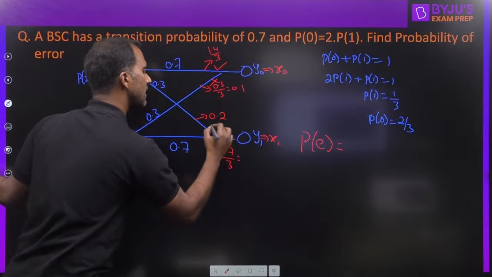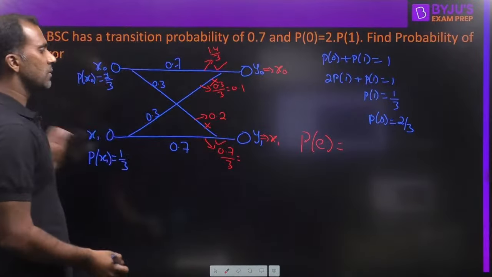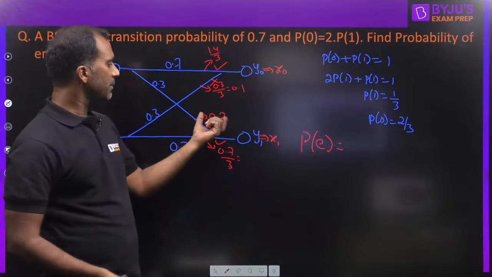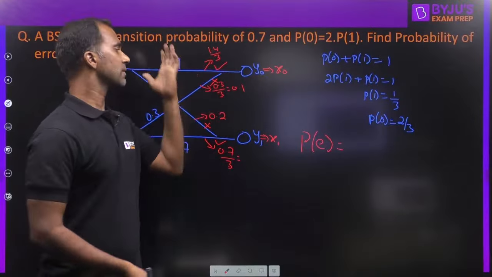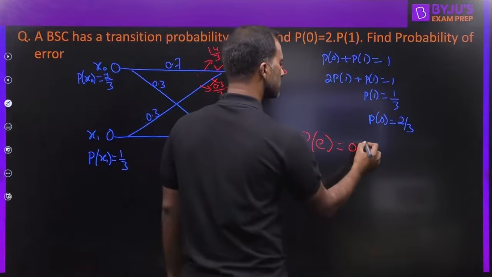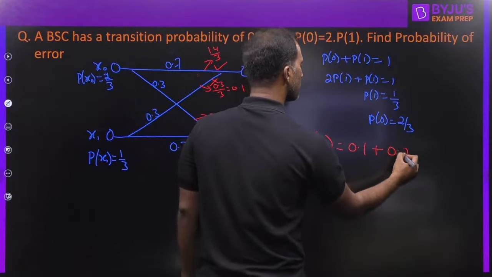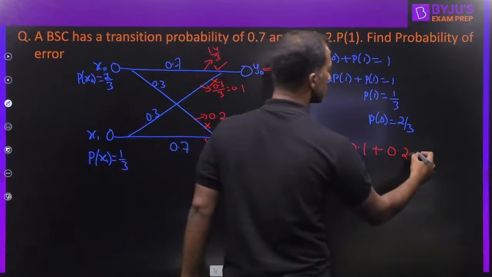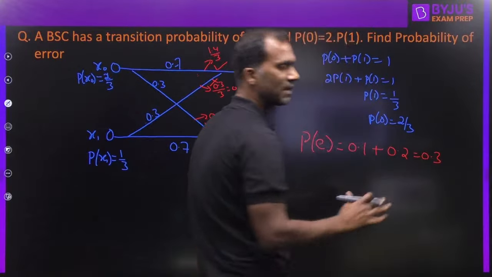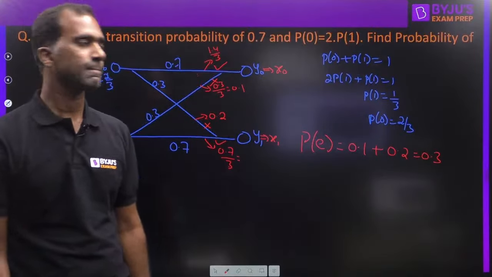Hence this is the correct line and this is the wrong line. So what is the probability of error? Here you are making an error with a probability of 0.2, and here we are making an error with a probability of 0.1. So the total probability of error is 0.1 plus 0.2. Just add up the error probabilities and you will get the total probability of error. As simple as that. You don't need any formula.